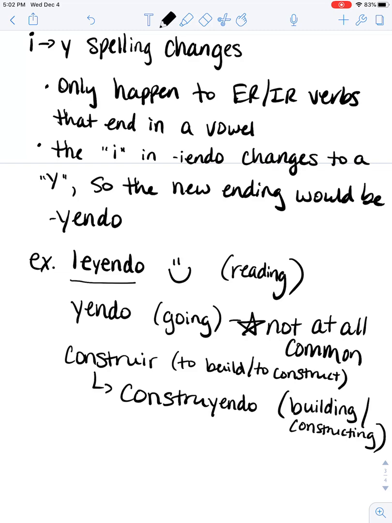All right. You could say, yo estoy construyendo con mis Legos. All right. I am building with my Legos. For those of you that used to play with Legos, or maybe still do. Who knows? Okay.